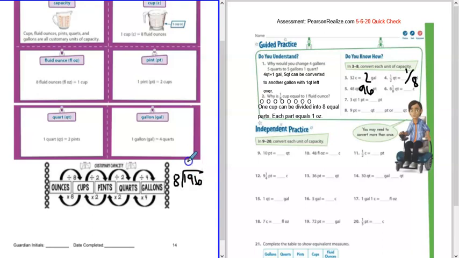8 can go into 19 2 times. 8 times 2 is 16. We subtract. 9 minus 6 is 3. Bring down our 6. 8 goes into 36 4 times. 8 times 4 is 32. And 6 minus 2 is 4. Because we're not left with anything else here, we have to go in evenly, which means that this is going to become a fraction. We have 4/8, and we know that 4/8 is the same as 1/2.